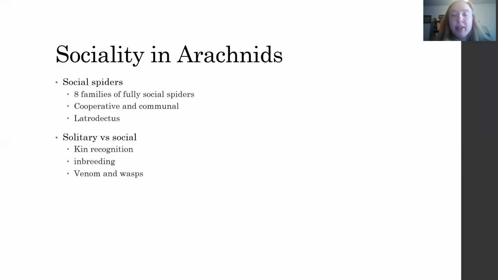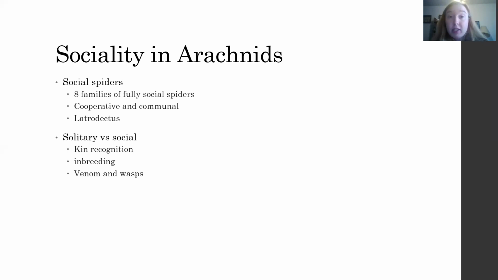So let's talk about the differences and similarities between solitary and social spiders. One of the big similarities that we see across the board is kin recognition. Cannibalism is a part of basically every spider species and interaction that we see. And kin recognition is also a big part of that, because we notice that spiders of both solitary and social species will show preference for cannibalization of non-kin over cannibalization of kin.